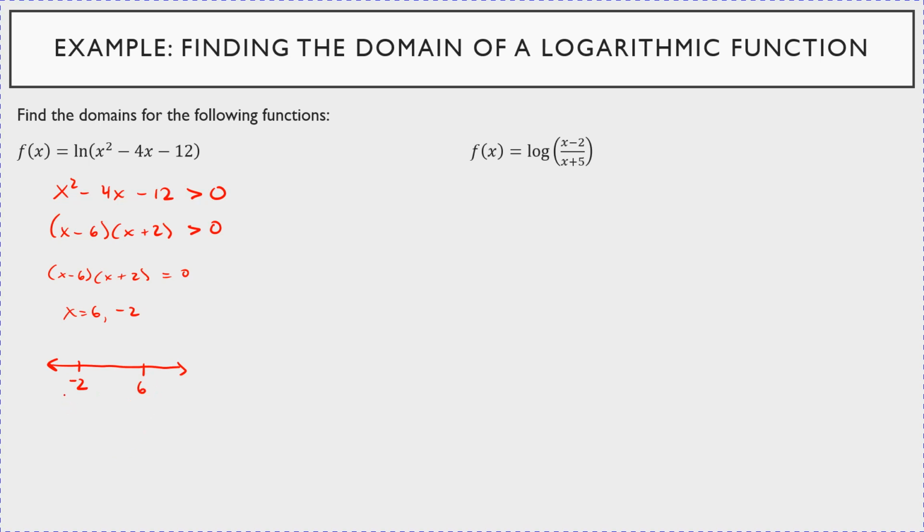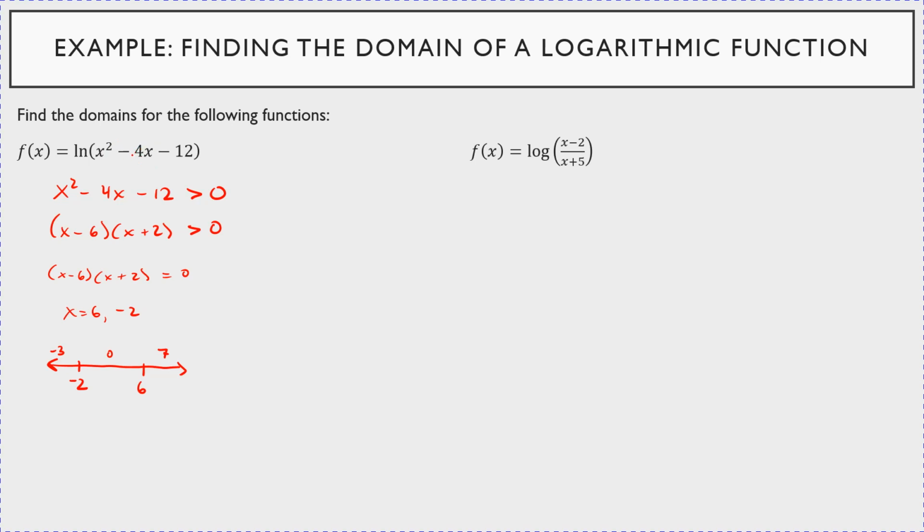Then you would pick a test value over here, like negative 3. And then you'd pick a test value in here, 0. And then you'd pick a test value over here, 7, that's past 6. Basically you're going to take each test value, plug it in, and see if you get greater than 0. So if you take negative 3 and plug it in here, what would you get? Negative 3 squared is 9.